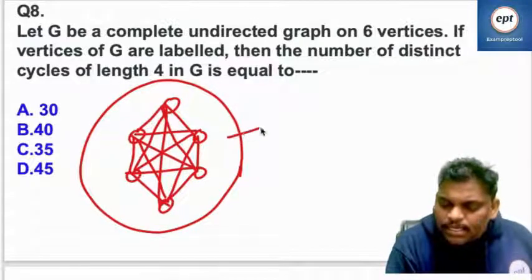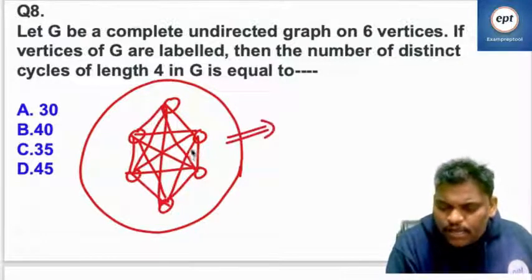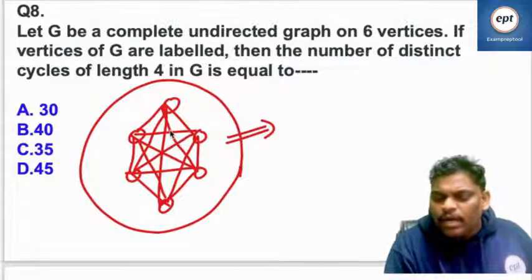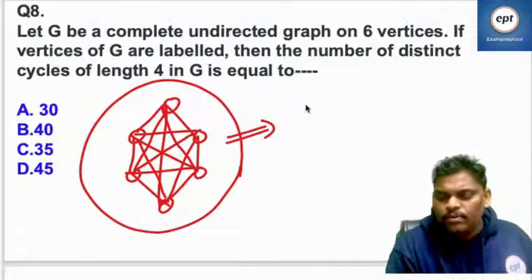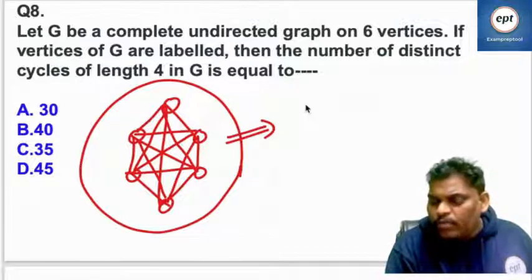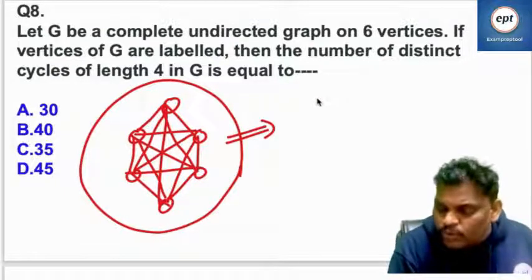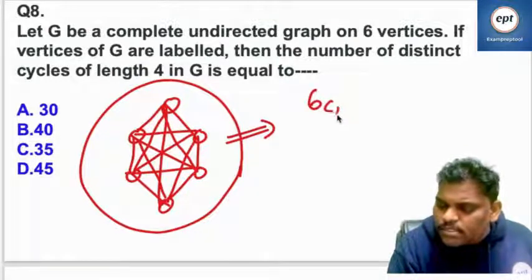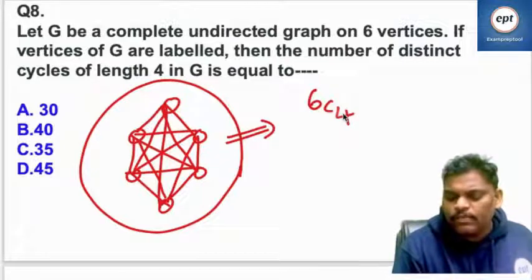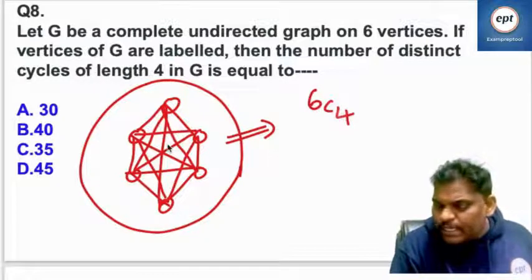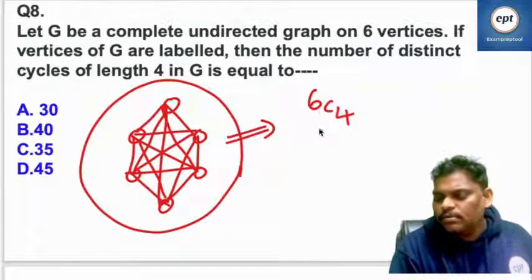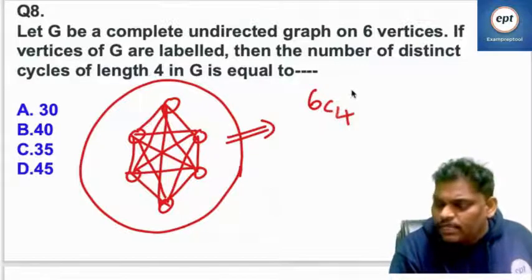Now listen, he is asking in this 6 vertex complete graph, how many 4 length cycles are possible? So what you do is, out of 6 vertices, first select 4 vertices. 6C4 ways are there.